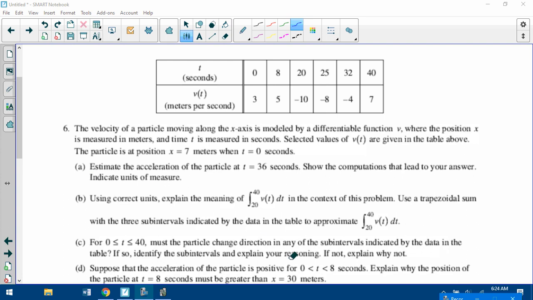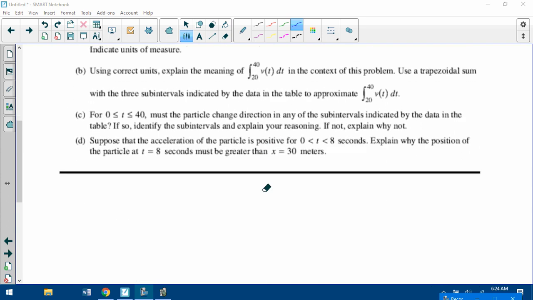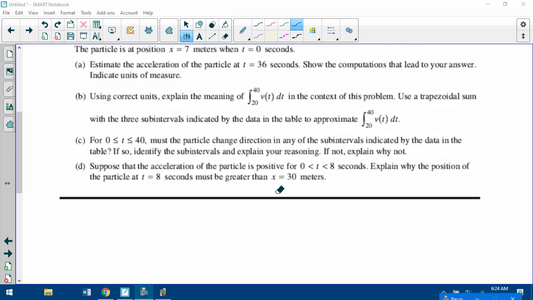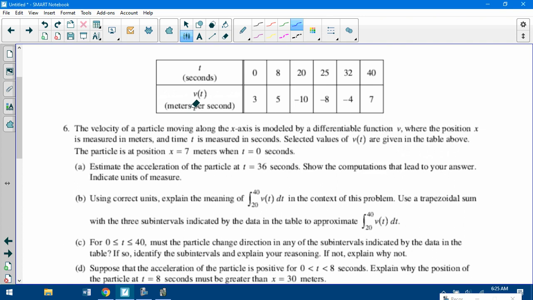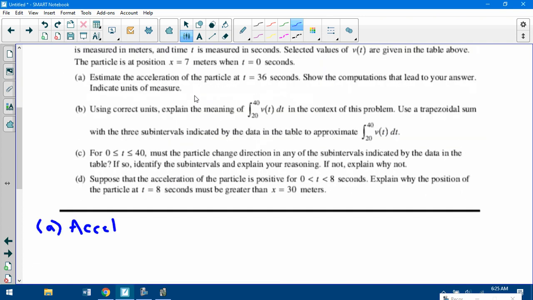Part A, estimate the acceleration of the particle at t equals 36 seconds. Show the computations that lead to your answer. Indicate units of measure. Okay, I'm going to come down here. All right, so I want acceleration. All I have is a table with velocity. How do I get acceleration from velocity? It's the derivative, right? So acceleration is equal to v prime.